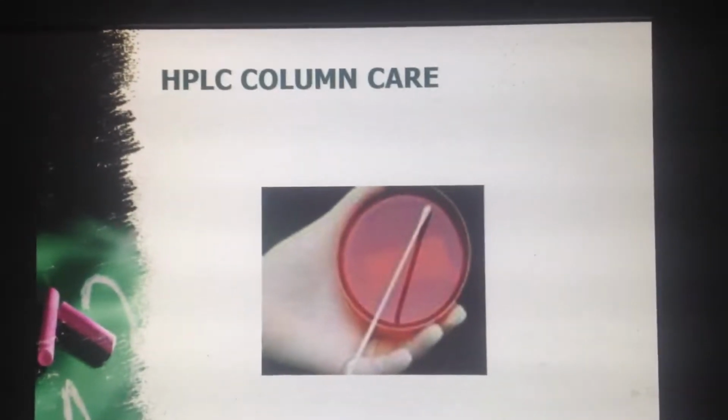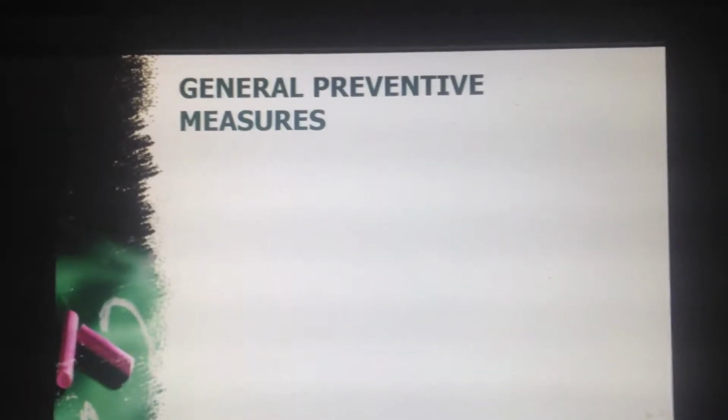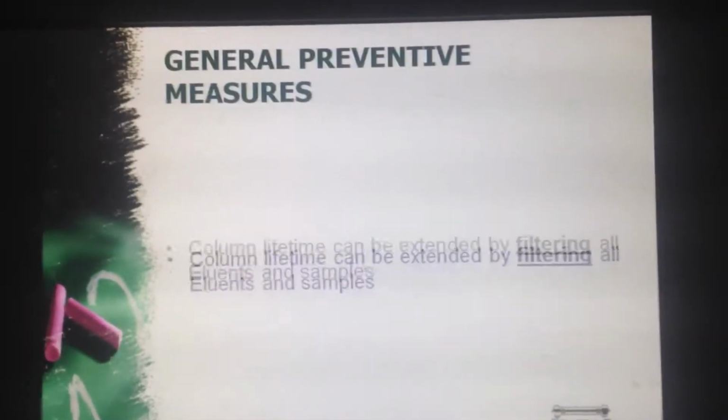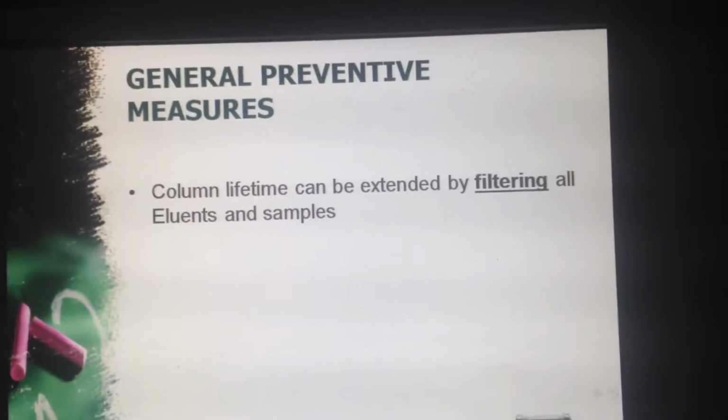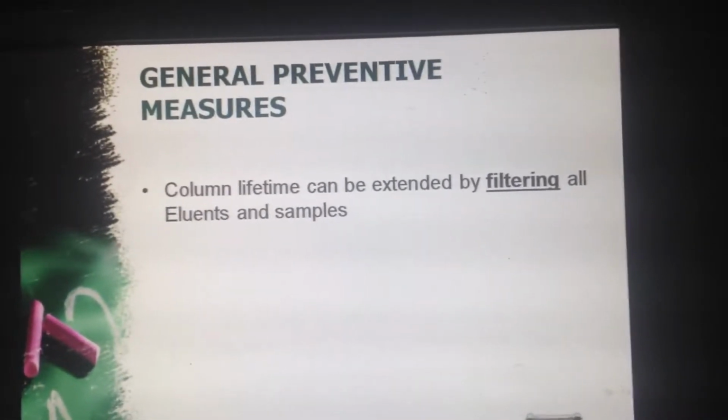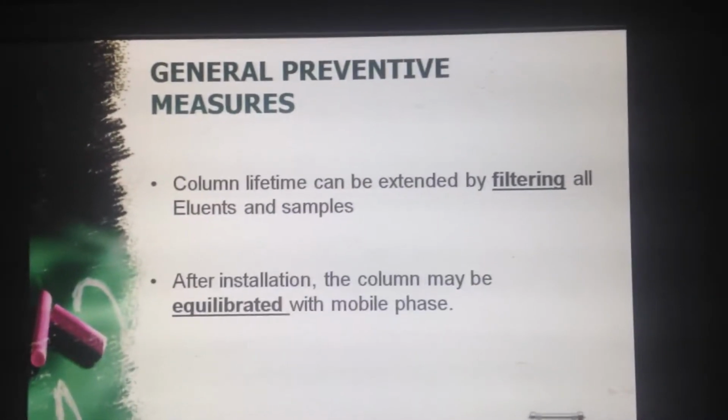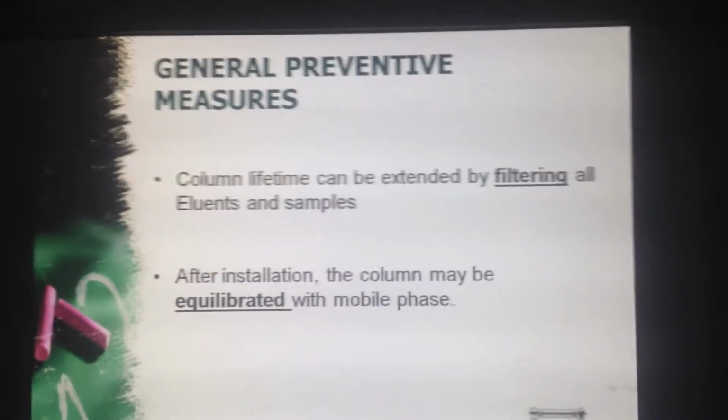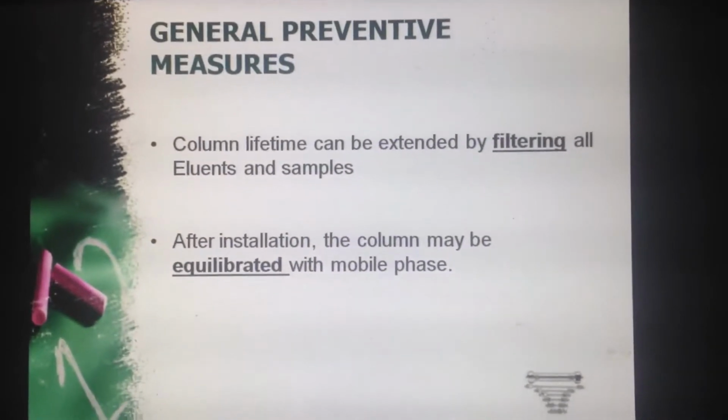HPLC column care. Now what are the general preventive measures? First is column lifetime can be extended by filtering all eluents and samples. Second, after installation, the column may be equilibrated with mobile phase. Very important point.